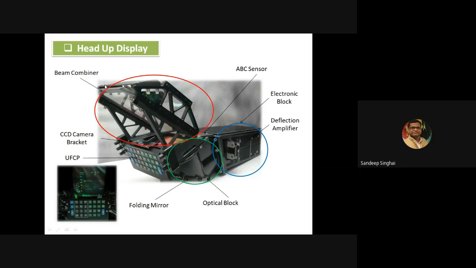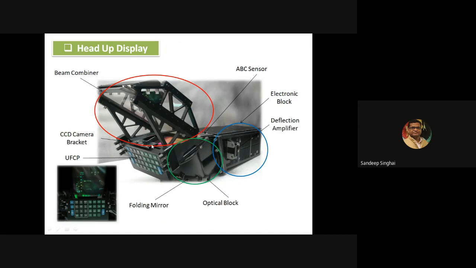These beam combiners are a very critical component. They are so polished and so coated that they reflect only one wavelength, which this display medium is giving me. In case of CRT, it is around yellowish green, which is 545 nanometer. The logic behind that yellowish green color is that the NVG goggles of the pilot are compatible with that particular wavelength. So only that particular wavelength is reflected by these beam combiners, the rest all pass.